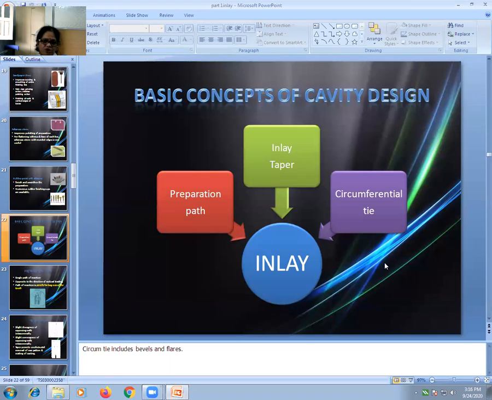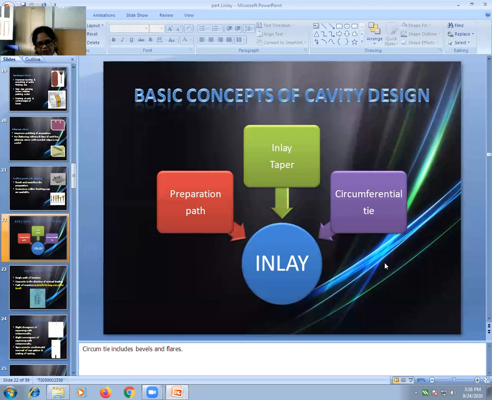So now you know about the armamentarium, you know the basic concepts about the inlay. Now you should know the concepts of the cavity design, because you should know what you are going to prepare. So the designing of the cavity is very important. As we know the design of the amalgam, here there are three basic things which you have to keep in your mind before you start with the inlay.